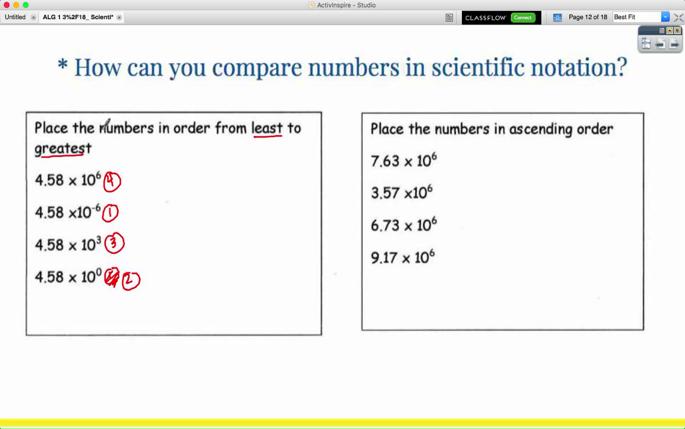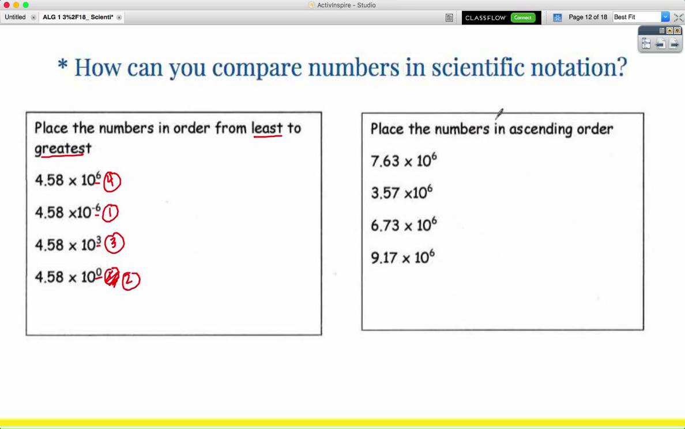So when we're ordering them, always look at the exponents first. And then in the event that these exponents are exactly the same, say I had a +6 and a +6, then I would have to refer to the number out front. So this time I just happened to notice they were the same, but I really never even had to look at those decimals out front. I only needed to look at the exponents on the base 10 to put them in order from least to greatest.